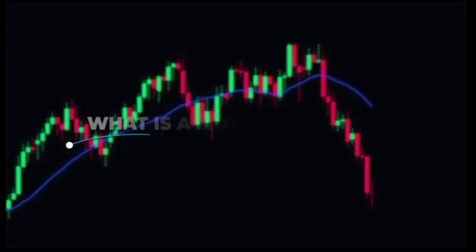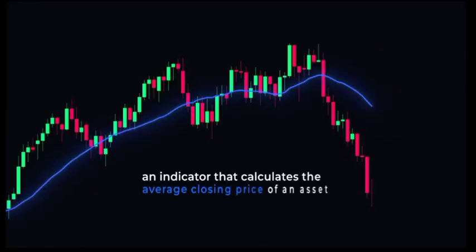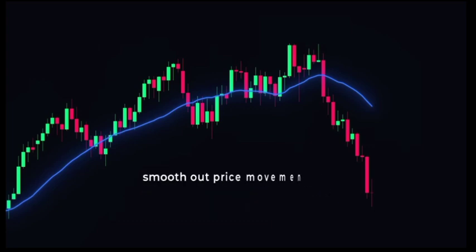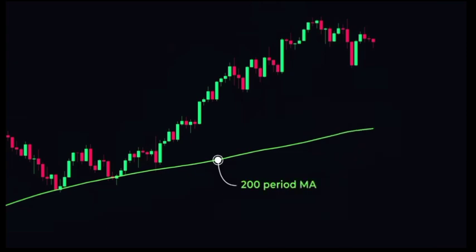First, let's quickly break down what is a moving average. At its core, a moving average is a simple indicator that calculates the average closing price of an asset. What it does is smooth out price movement, making it easier for us to read the overall trend. Now, depending on its settings, moving averages can help you identify different types of trends. For example, a higher setting, like the 200-period moving average, is used to identify the long-term trend of the asset. This helps you get a sense of where price might go next over the long term.